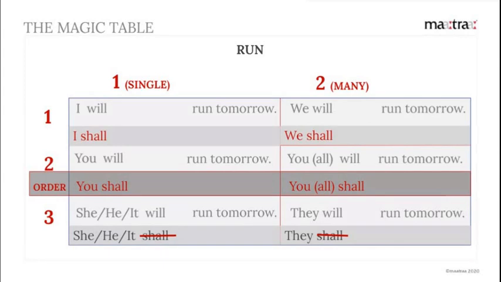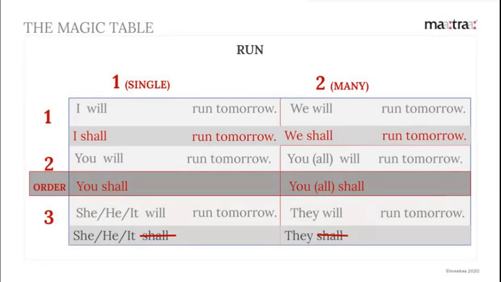Now, let's see how we say the same thing using the word shall. I shall run tomorrow. Here I'm telling you what I'm going to do. I have made my plan and I will run tomorrow. I am sure of it. It is in my control. I shall run tomorrow. We shall run tomorrow. The same thing. We have made a plan and we are announcing that we shall run tomorrow.